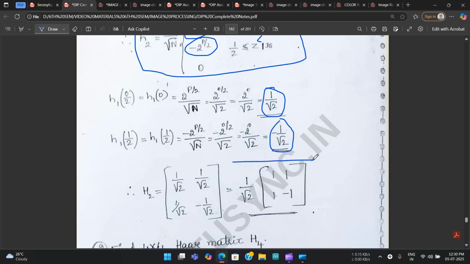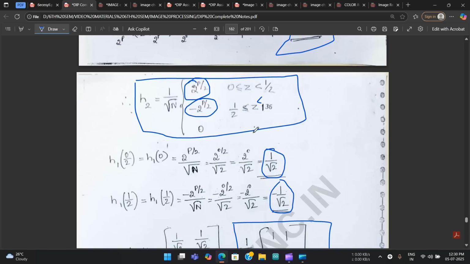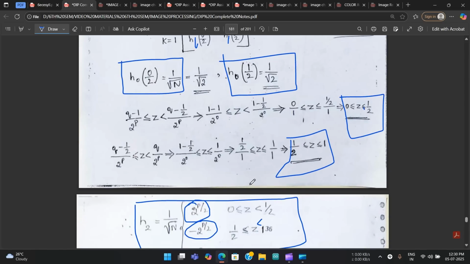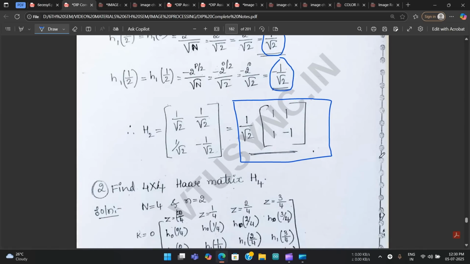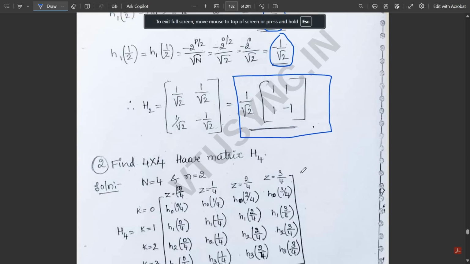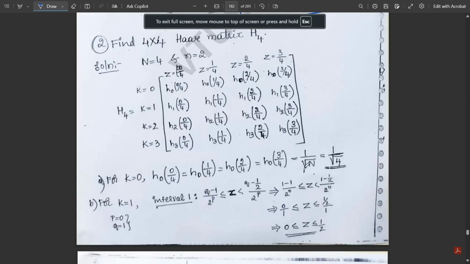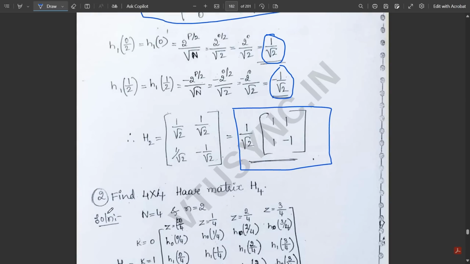Okay, so this is our final 2 cross 2 Haar matrix, with the equations which we have calculated for the different intervals for 2 cross 2. Okay, so hope it is clear. Now let us see for 4 cross 4. Okay, it's very easy. If you understand 2 cross 2 very well, you can easily do 4 cross 4.